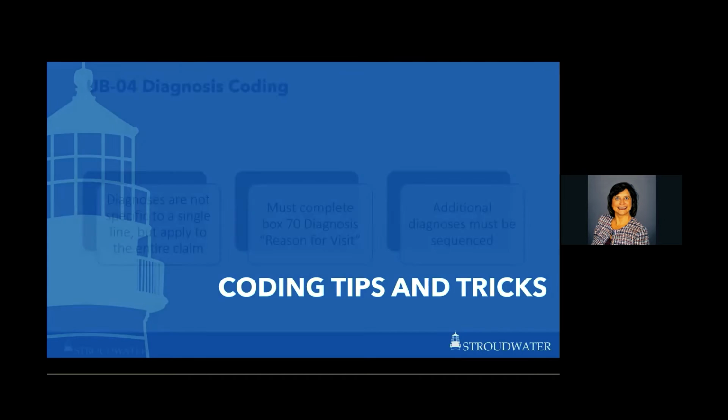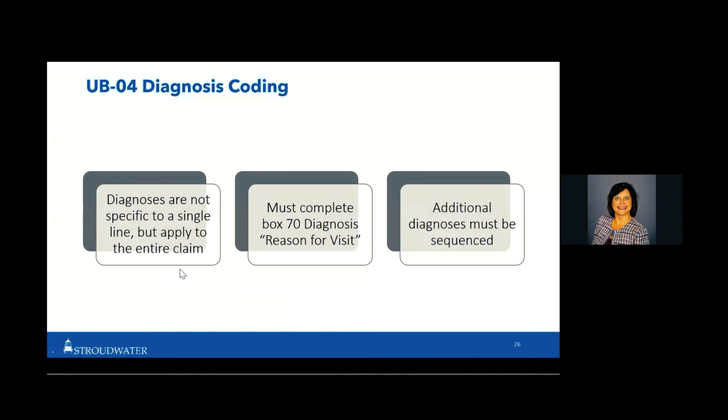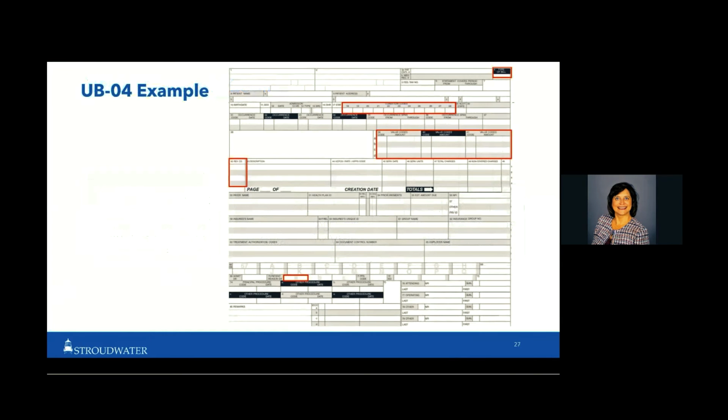All right. So coding tips and tricks. When doing a UB-04 form, you want to make sure that you understand that diagnoses are not specific to a single line, but they apply to the entire claim. So you must complete box 70 for reason for visit, and additional diagnoses must be sequenced. Now, I have an example for you as to what this looks like.